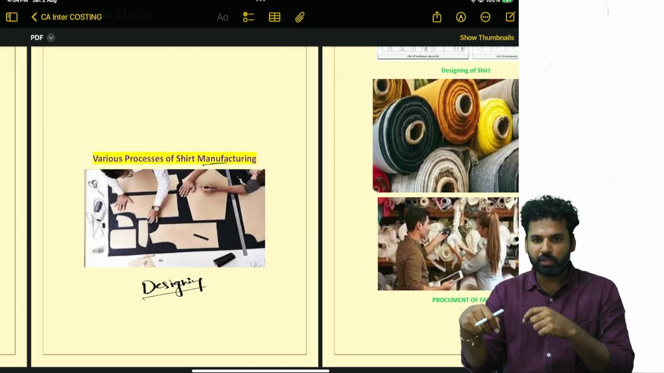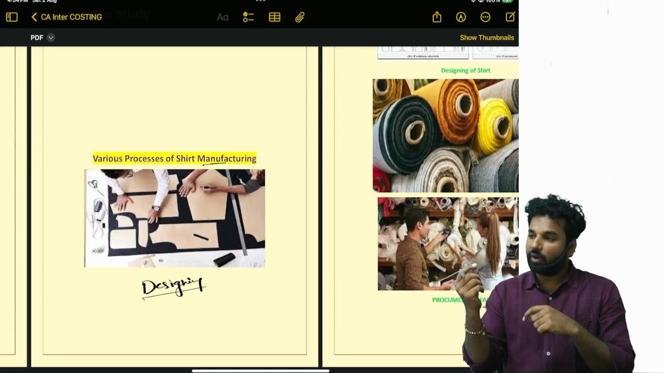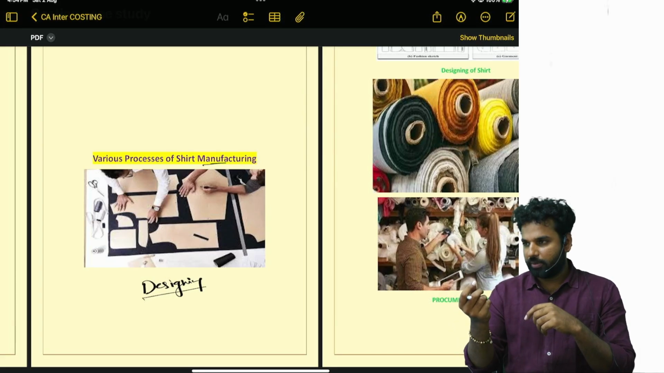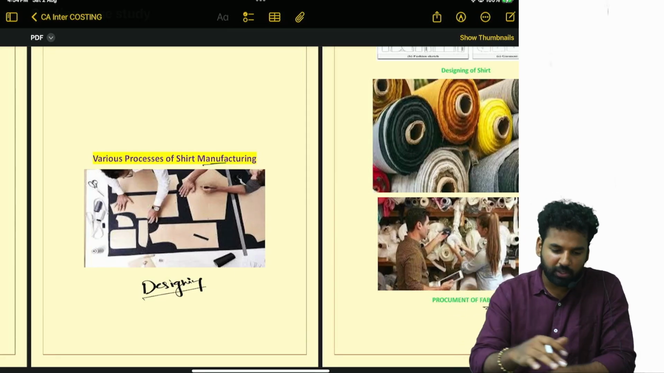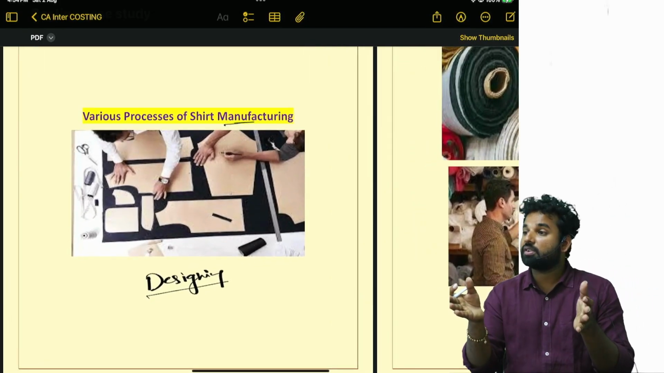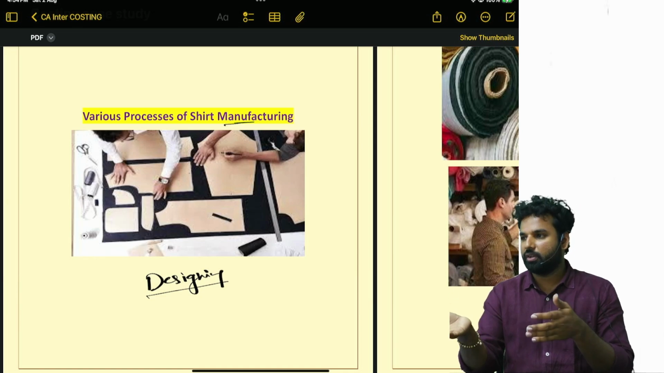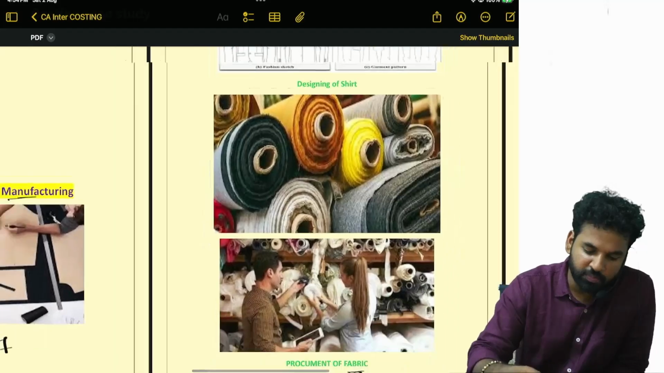Like it may be stripes or it may be checks or it may be plain. What kind of texture it shall be? Texture means it shall be a cotton material or wool or any other nylon fabric, whatever fabric it may be. So there will be some design. There are lots of personnel involved, lots of research involved, lots of presentations involved. Okay, so right, design. The next step is procurement.